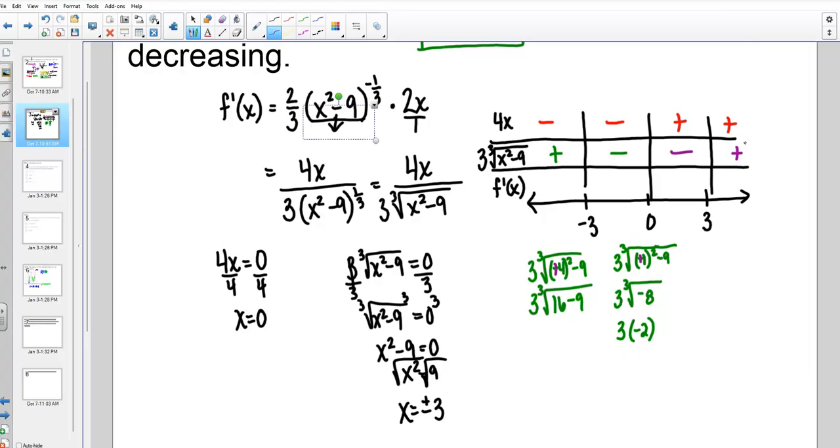Okay? And so whenever we set this up, what we're looking for is this bottom line. If you have a negative divided by a positive, you will get a negative there. A negative divided by a negative will give you a positive here. This is positive divided by negative. That'll give you a negative here. And then positive divided by positive gives you a positive here.